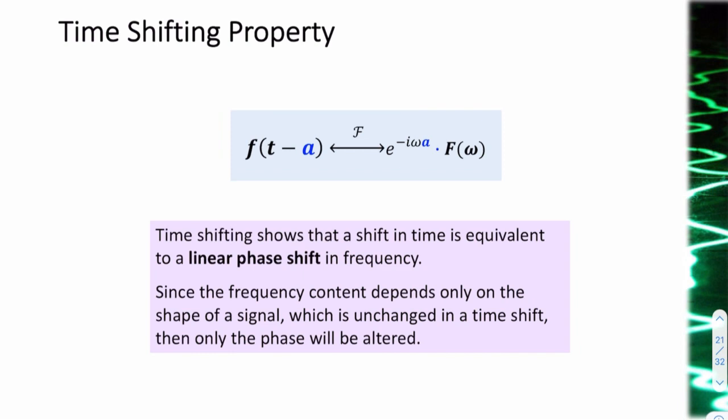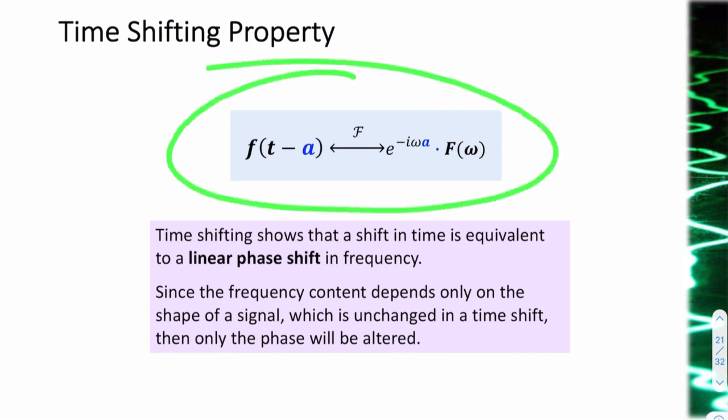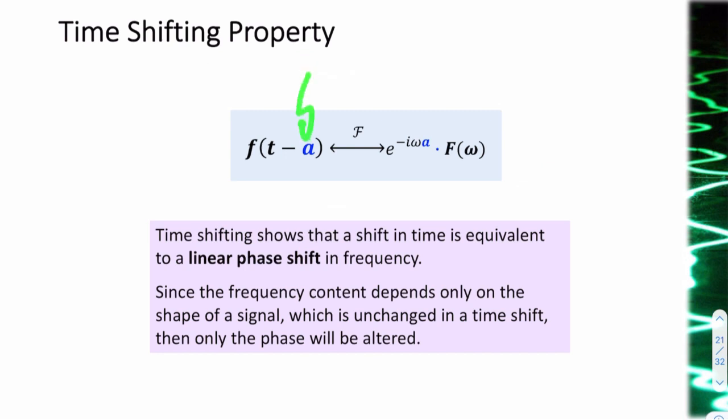Okay, so this is the time shifting property. If you shift in time, the spectrum shape is unchanged. It's just multiplied by this complex exponential. So it's a linear phase shift in frequency. So the shape of the spectrum is unchanged.